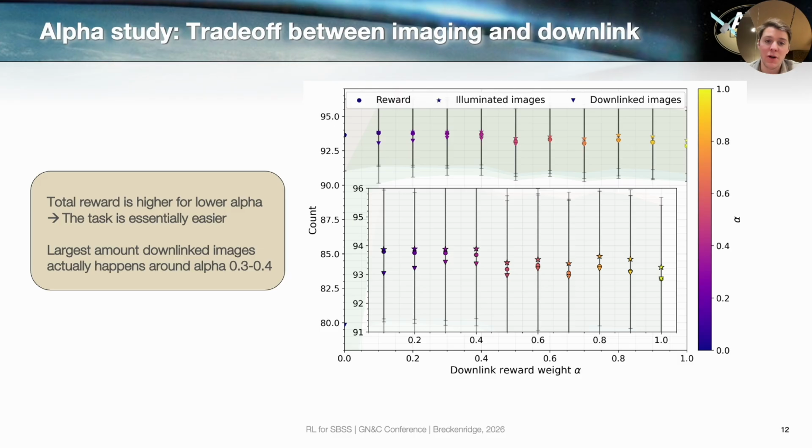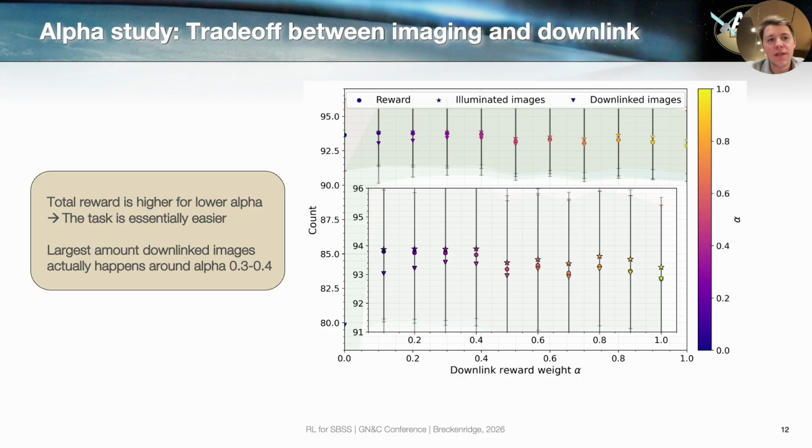If we actually are prioritizing downlinked images, we have to do 2 actions. We first have to image and we have to downlink to essentially get the reward, which means that's a more difficult task. And therefore, our reward actually goes down with higher alphas. The largest amount of downlinked images, interestingly, also doesn't happen at alpha 1.0, but actually somewhat before, at alpha 0.3 or 0.4. And if we look at alpha 0, that number of downlinked images is down here, about 80.